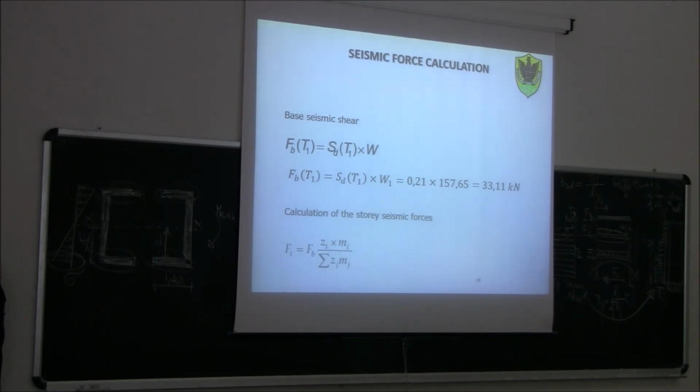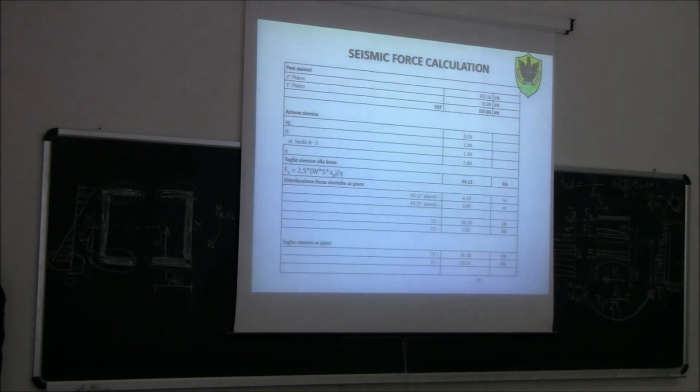Okay, good. So 33.11 kN base shear, and then we do the redistribution of this shear along the height of the building, so we calculate F2 and F1, and then the seismic shear at the different stories, exactly as we did before for the cross-lam building. Okay?